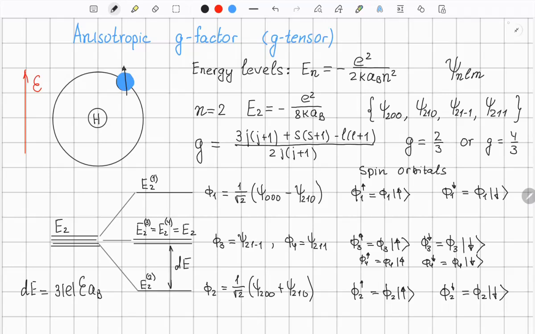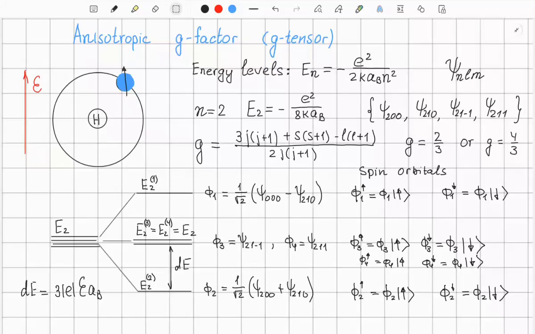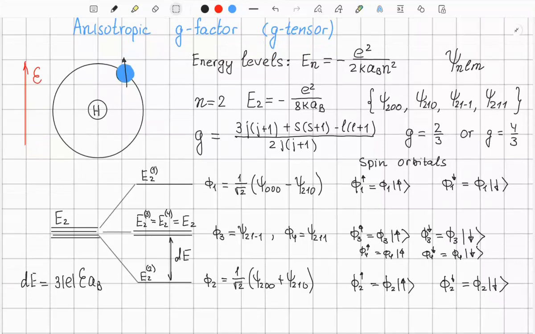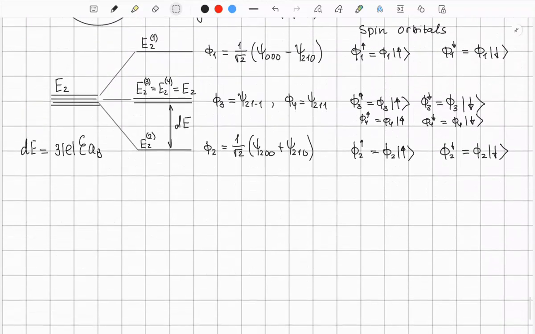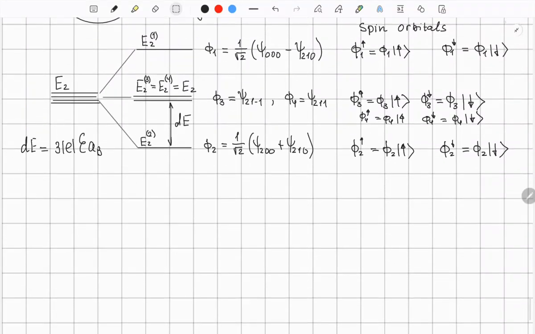It is important to note that the spin orbitals phi2 up arrow and phi2 down arrow correspond to the lowest energy. The material shown above on this slide can be found in the literature. Now I would like to take a step further towards introducing the magnetic field. Since our magnetic field is not going to be very strong, we first need to consider the effect of spin-orbit coupling on the levels already split by the electric field.